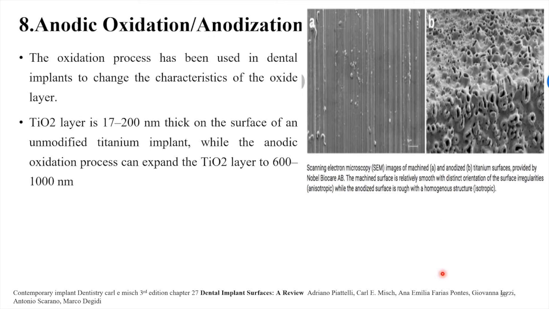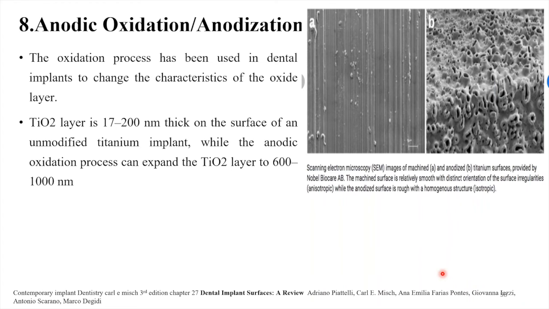Coming to anodic oxidation, it's a process that modifies the titanium surface by electrochemical methods to create a thicker titanium oxide layer. The titanium oxide layer which is present is 17 to 200 nanometer thick, and by anodic oxidation we can take it to 600 to 1000 nanometer.